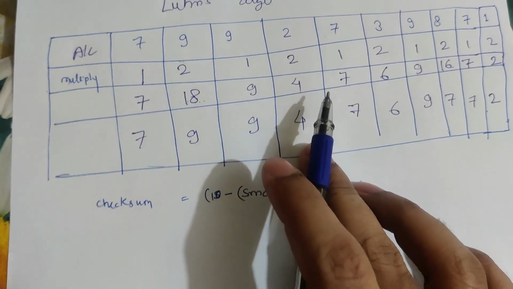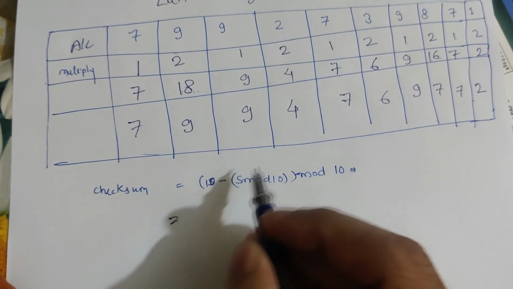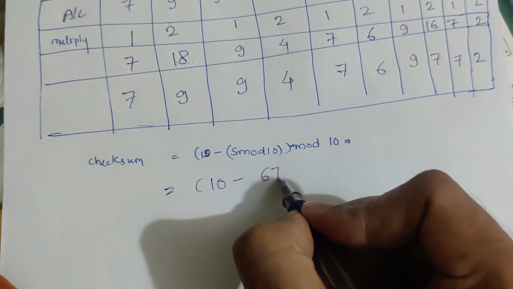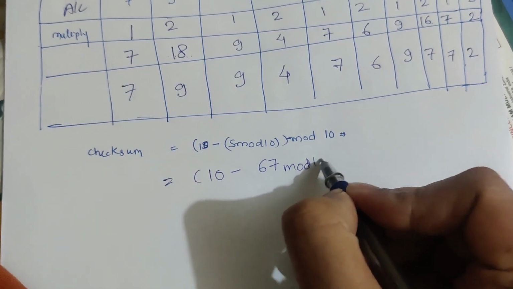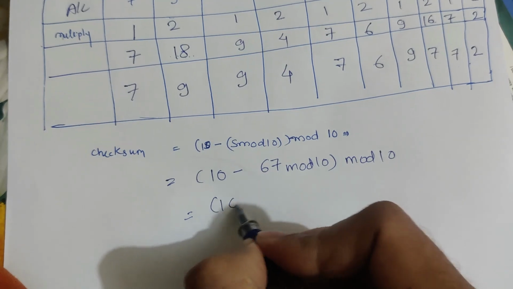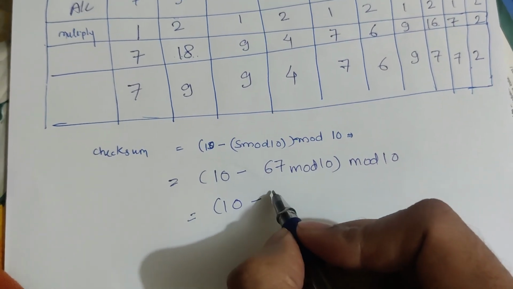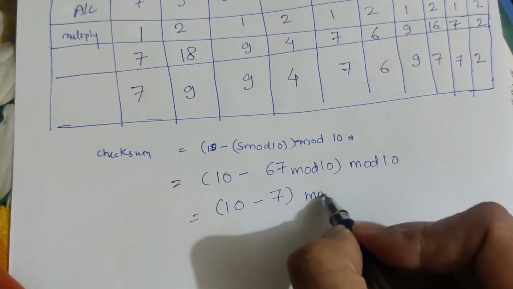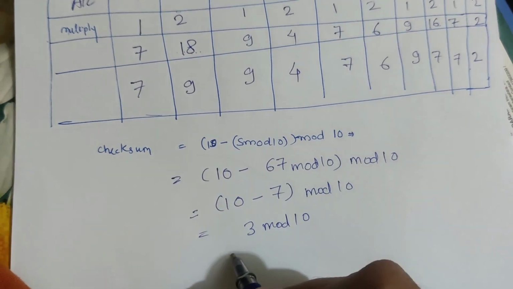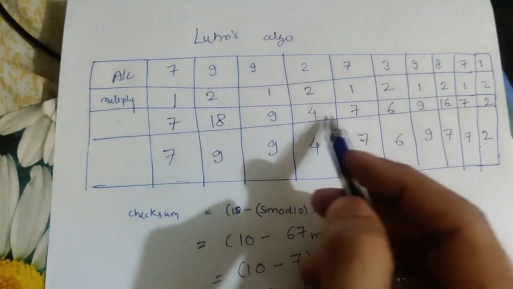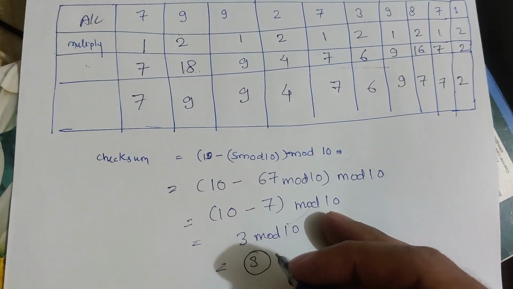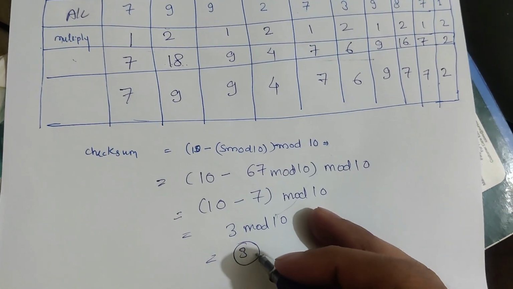I have already calculated the sum, it is 67. So we do 10 minus (67 mod 10), then again mod 10. 67 mod 10 is 7, and 10 minus 7 is 3, and 3 modulus 10 is 3. So for this particular account number, the check digit comes out to be 3. So the last digit of the card number is 3.